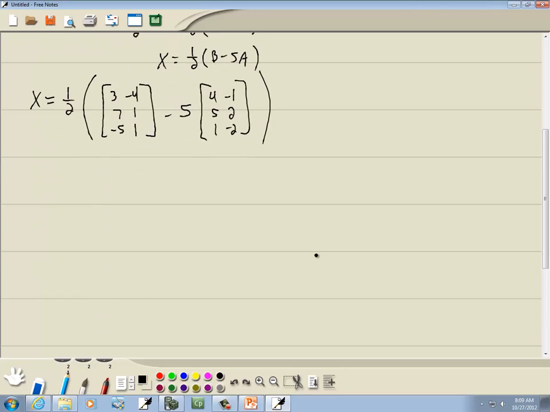Well, we do the order of operations just like we have in the past. You do what's inside the parentheses first, and you do multiplication before you do subtraction. So a lot of that's still the same. Some things do change in matrices, but that doesn't.